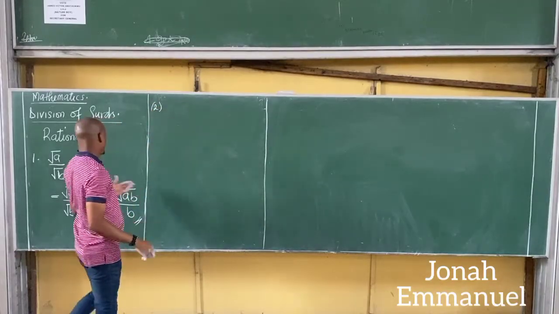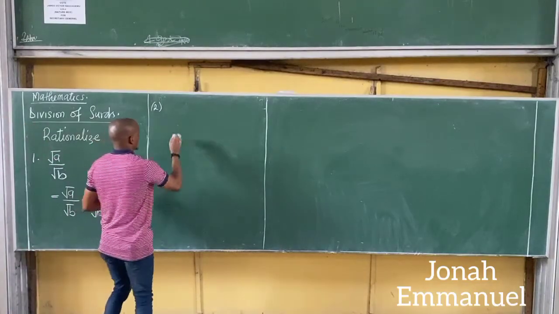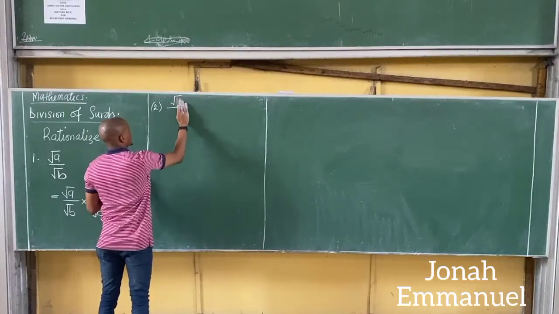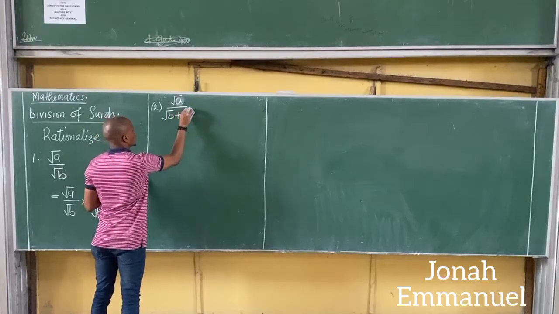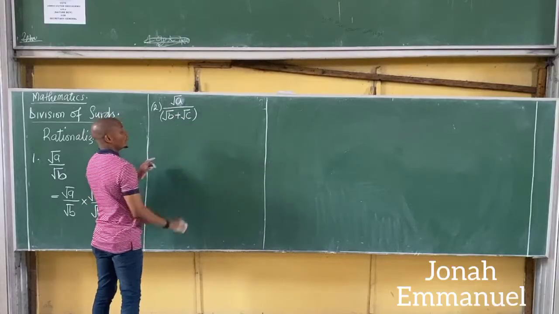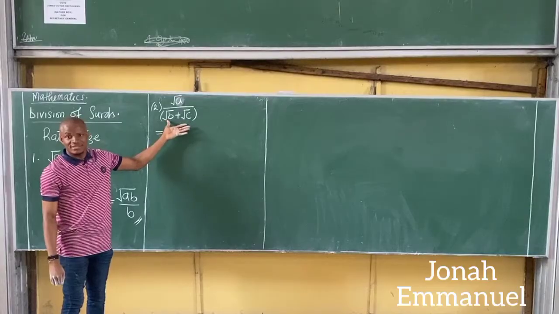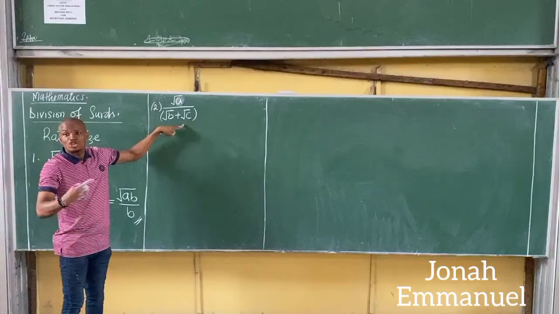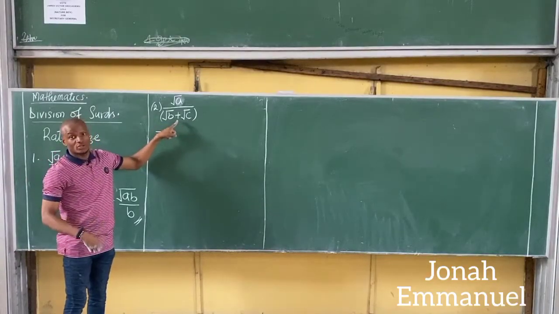Form 2 is this. What if the denominator is a complex term? Let's say root A all over root B plus root C, something of this nature. How do you rationalize this? For a complex term, you rationalize by multiplying the numerator and denominator, not just by the denominator, but by the conjugate of the denominator.